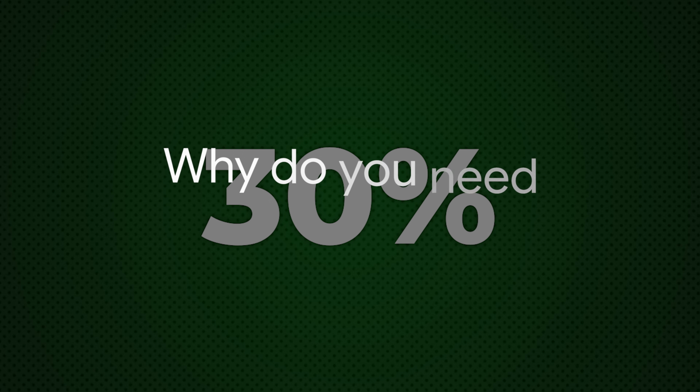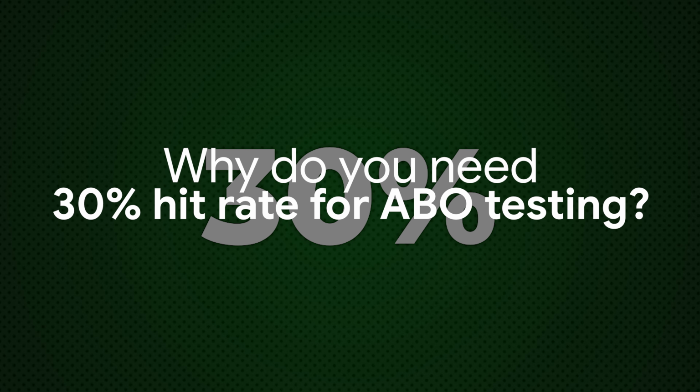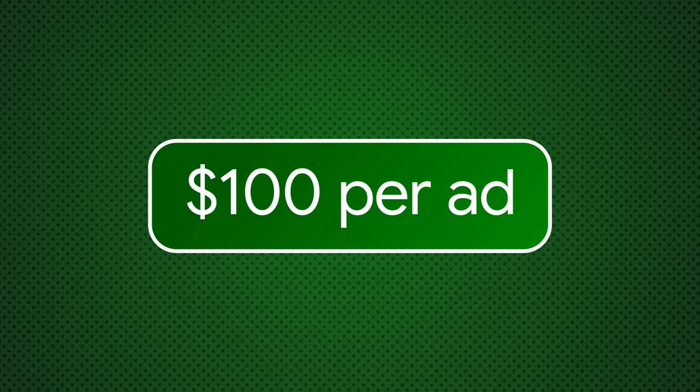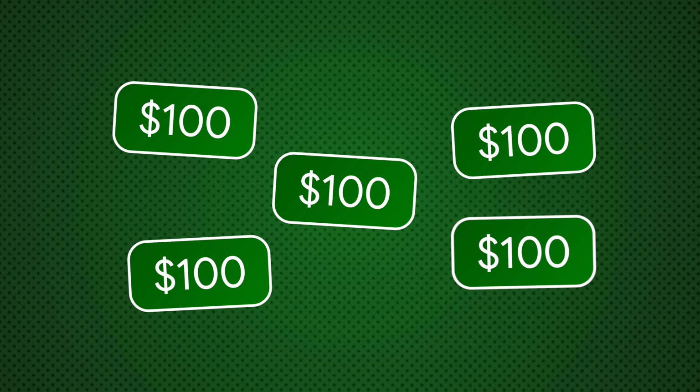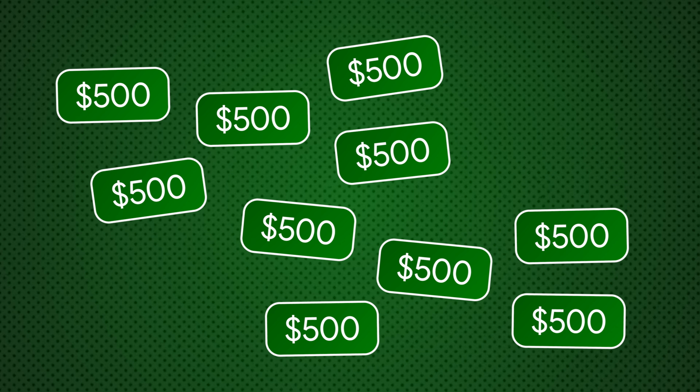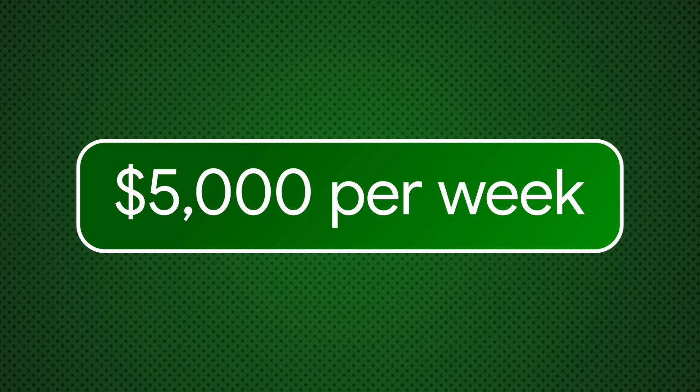Specifically, why you need a 30% hit rate for ABO testing to be profitable. And more importantly, how to engineer that 30% before you spend a single dollar. When you run ABO testing, which is the approach for creative testing that I prefer, and I will explain why in a moment, you're giving every concept a dedicated budget. Let's say $100 per day per ad set. You run each test for 5 days. That's $500 per concept in the very best scenario. Now, let's say you're testing 10 concepts simultaneously. That's $5K in testing budget in a week.